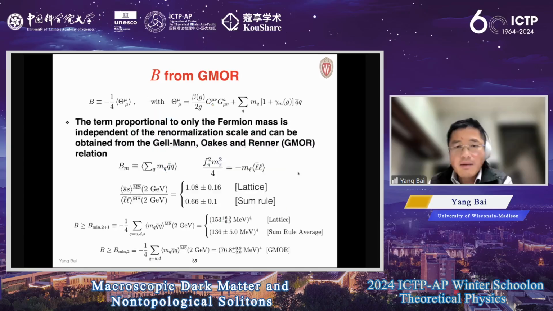So, by doing that, we can also get more useful information. But before I talk about that, there is another lower bound for the bag parameter, which is a little bit easier to understand. If we write down the QCD Lagrangian, we can write down the so-called trace anomaly. The trace anomaly will be beta over 2g, and also m_q (1 + gamma_m). Gamma_m is the anomalous dimension of the mass parameter for the quark field.